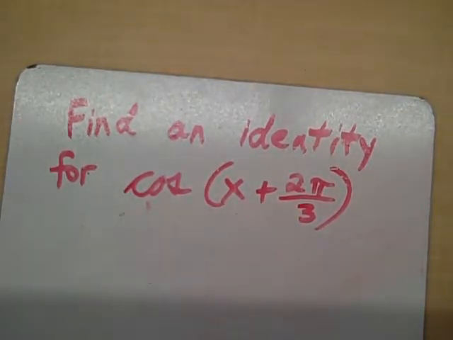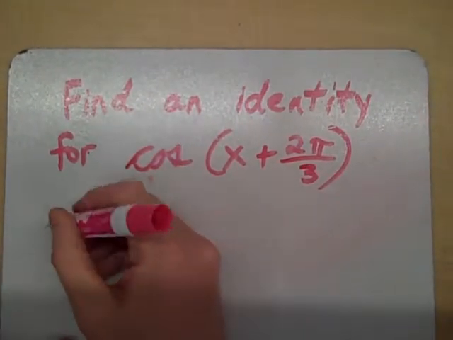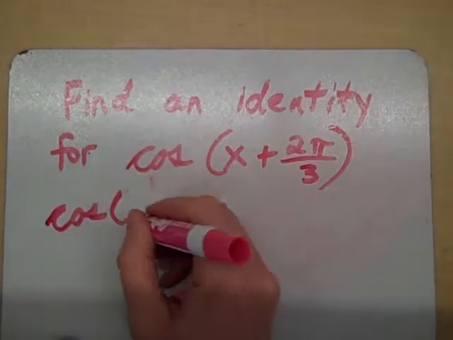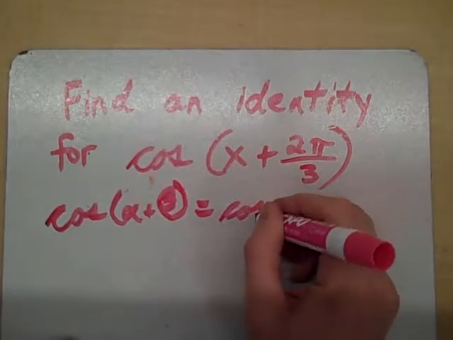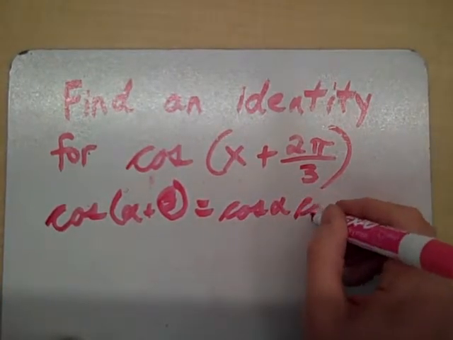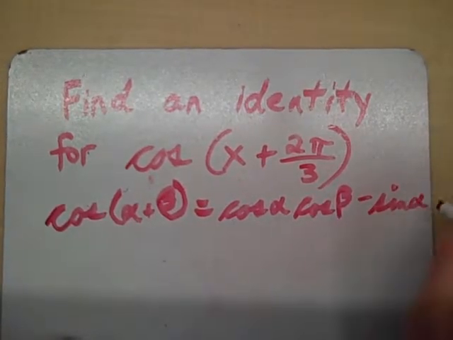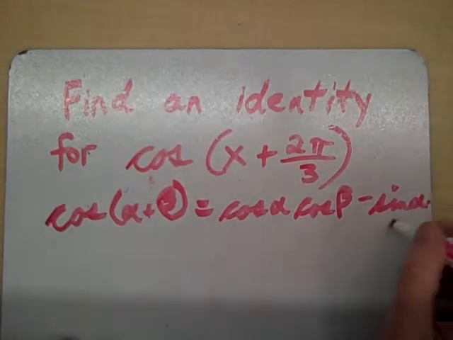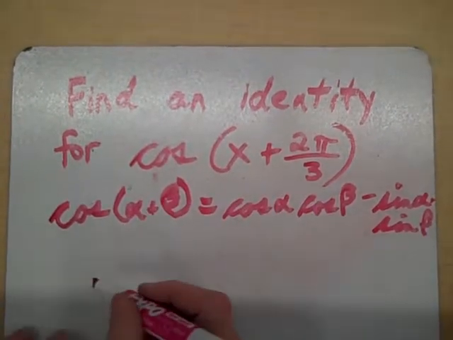Next, find an identity for the cosine of x plus 2 pi over 3, something that's equal to it. I know that the cosine of alpha plus beta is equal to cosine alpha cosine beta minus sine alpha times sine beta. So let's deal with that a little bit.